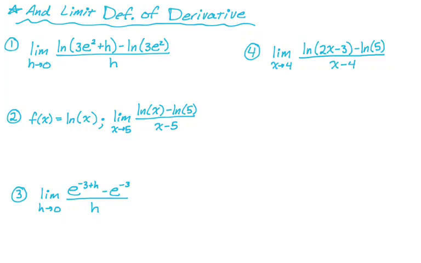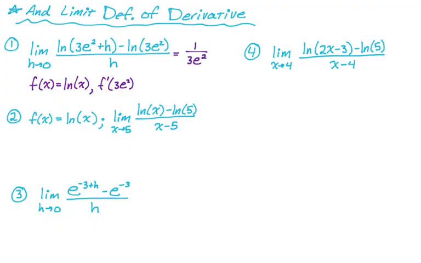So I need to figure out the function. It looks like the function is actually just the natural log of x. And then since the limit definition is f of x plus h minus f of x over h, limit as h approaches 0, so f of x plus h, that means that the x I'm using must be 3e squared. And then I know the derivative of natural log is 1 over x, so this is just going to be 1 over 3e squared.